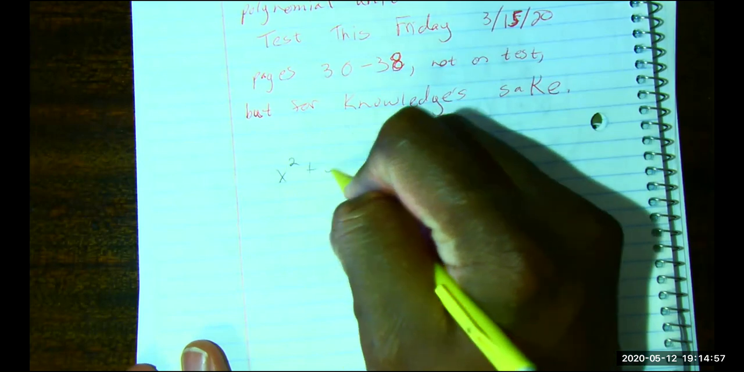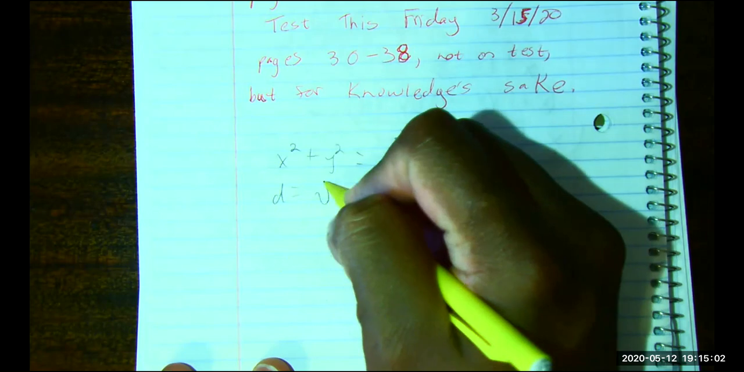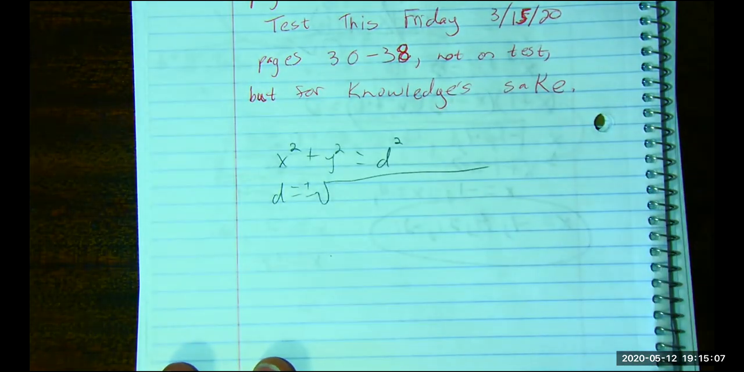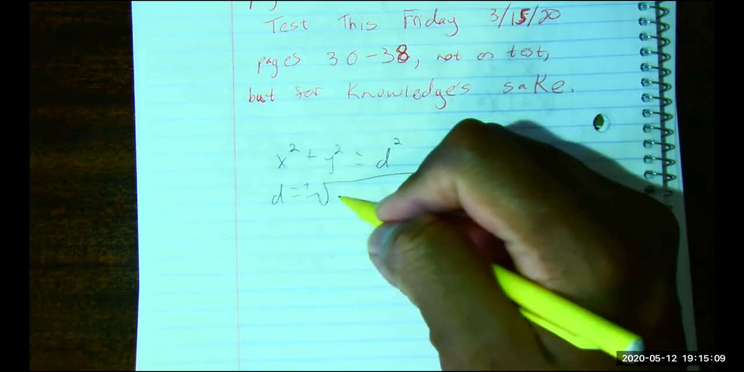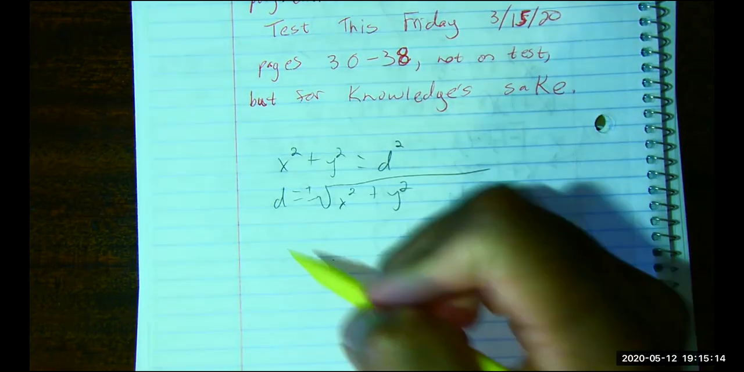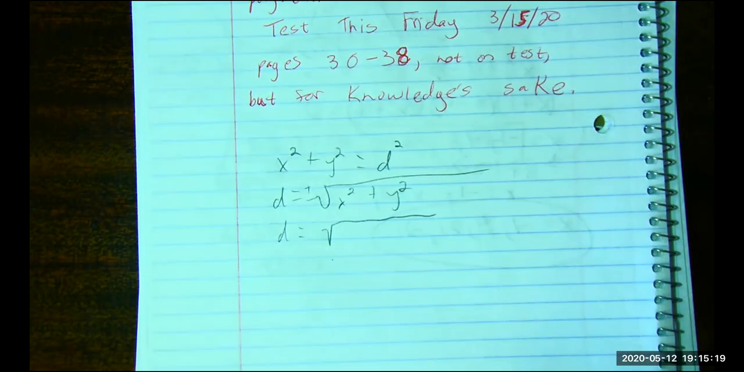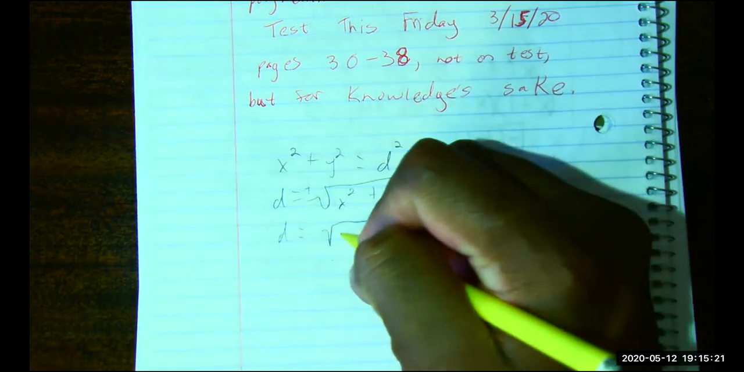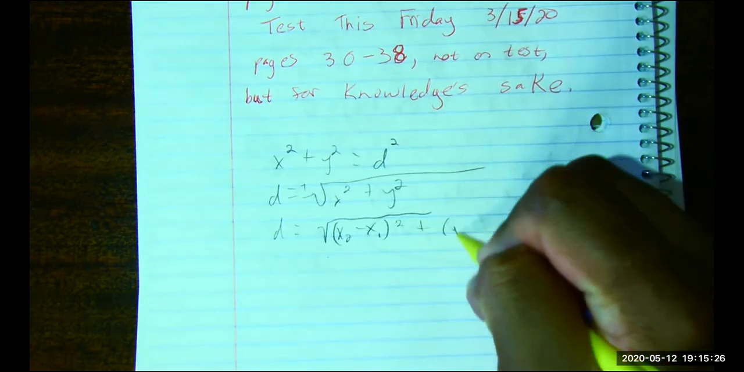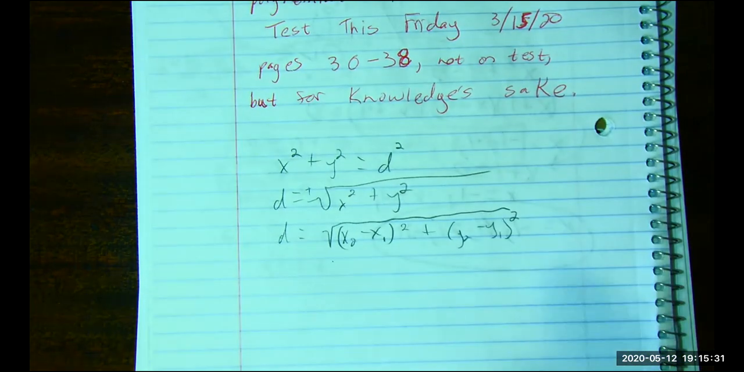x squared plus y squared equals distance squared. Distance equals square root, technically plus or minus, but right now we'll just stick with the positive version, of x squared plus y squared. And then for the change in the coordinates, because we have both an x and a y, it's the square root of x sub 2 minus x sub 1 squared plus y sub 2 minus y sub 1 squared. And that's the distance formula.